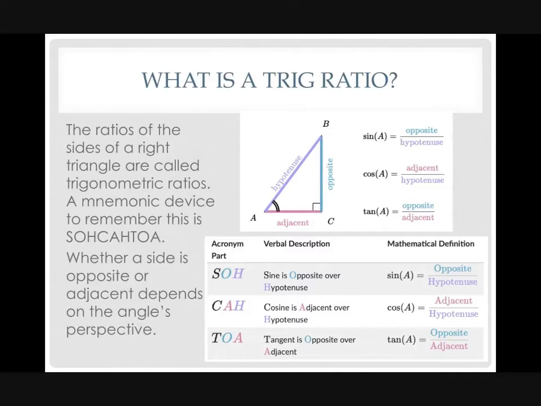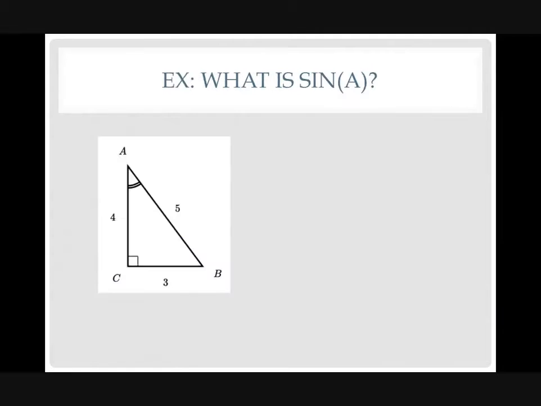Whether a side is opposite or adjacent depends on the angle's perspective. So we have angle A here, and depending on your perspective, that will determine which side is opposite and which is adjacent. So notice here that the adjacent side is AC because it's the side that's next to angle A. The hypotenuse is always opposite 90 degrees. Sine is opposite over hypotenuse, cosine is adjacent over hypotenuse, and tangent is opposite over adjacent.